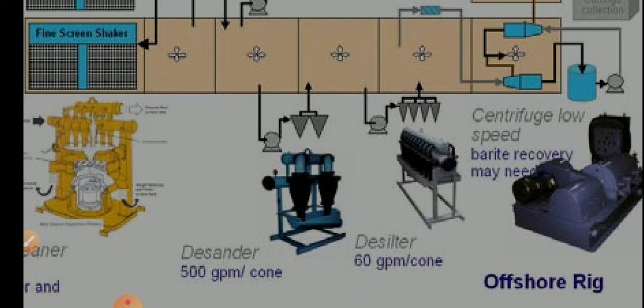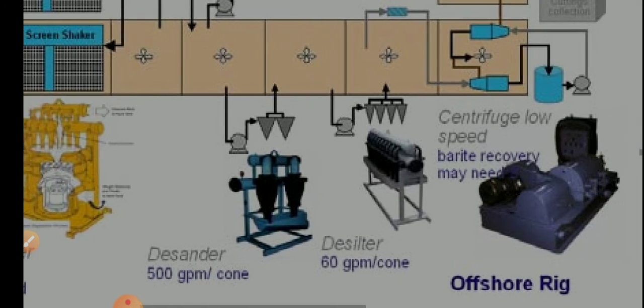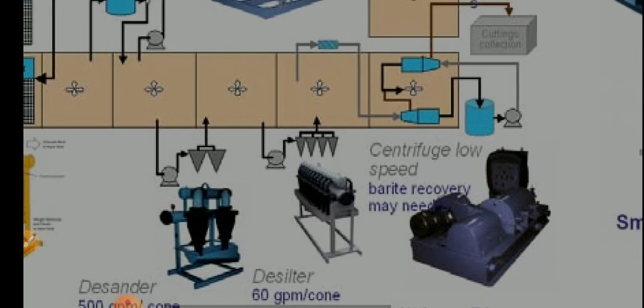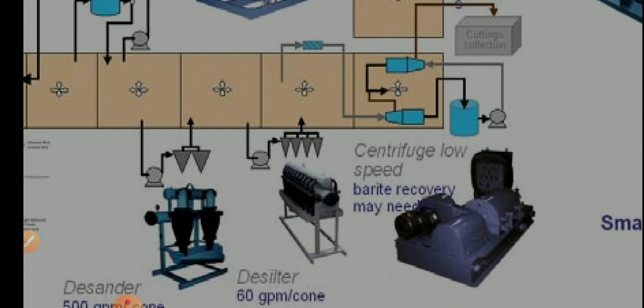Suppose we are using 4 desilters, then 4 multiplied by 60 gives 240 gallons per minute for all cones. Here we are using two cones, so 500 multiplied by 2 gives 1000 gallons per minute. So the capacity of the cone depends upon the discharge. Then next it enters the centrifuge, low speed. Barite recovery may be needed. If needed, then we will use this centrifuge for removing the barite from the oil based mud.